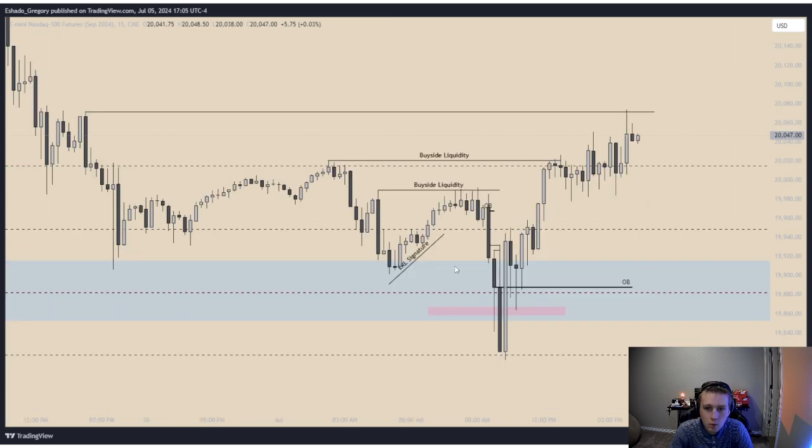So therefore, we had price delivery here. We came back to the higher time frame PDA. We ended up changing state of delivery on the 15 minute. Look at the respect of that order block. And then look at respect of this.